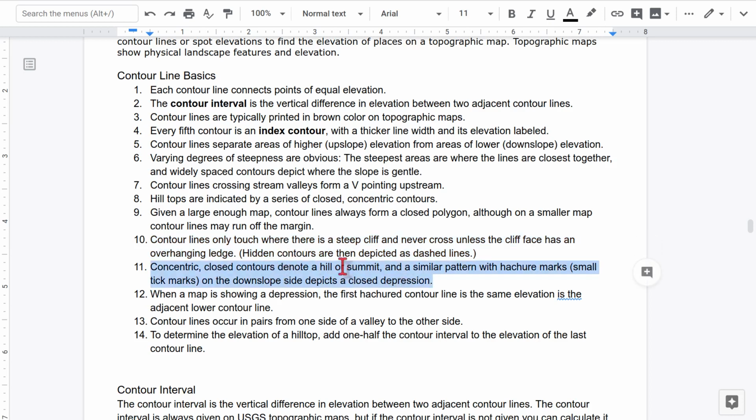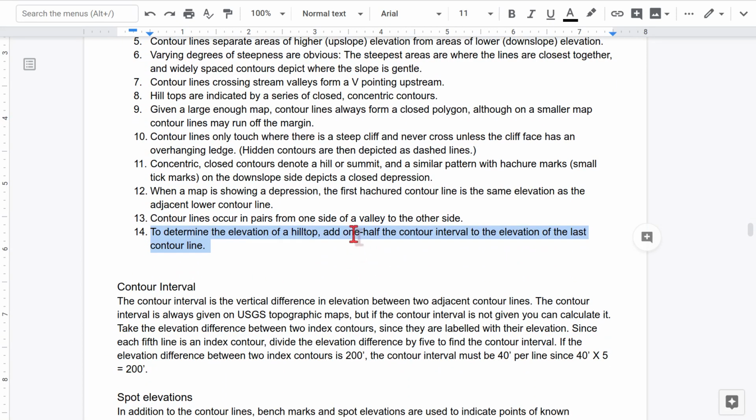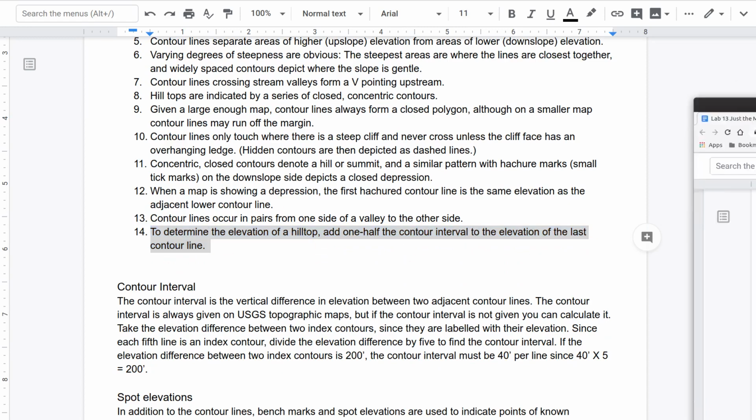Concentric closed contours indicate a hill, and there's a similar pattern with hachure marks, small tick marks on the downslope side, indicating a depression. Otherwise, you wouldn't know if you're going up or down. None of these maps have hachure marks, so you don't need to worry about that for now. When a map is showing a depression, the first hachured contour line is the same elevation as the adjacent lower contour line. To determine the elevation of a hilltop, add 1/2 the contour interval to the elevation of the last contour line.